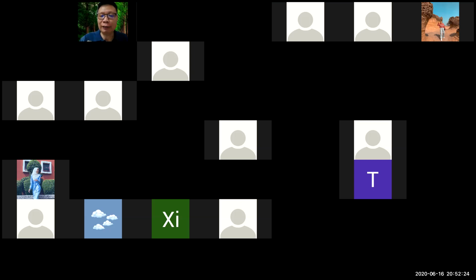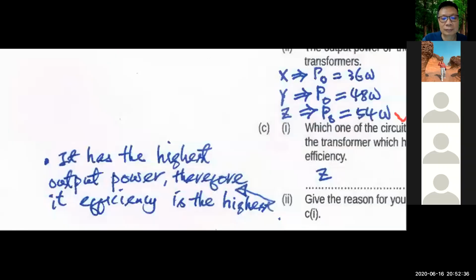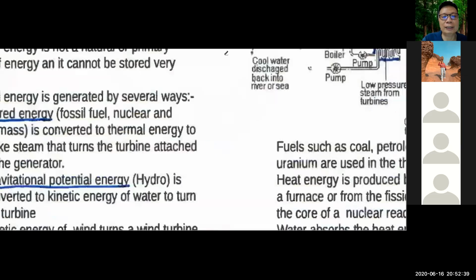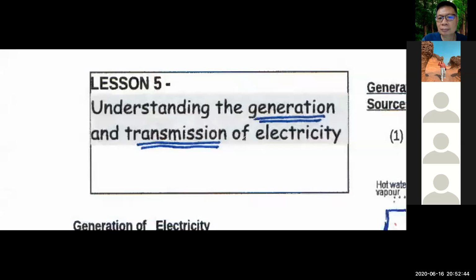You have the lesson 5 paper with you, right? I shared it in the group. Okay, now we look at lesson 5. Lesson 5 is also very important. Don't play, you all. Understanding the generation and transmission of electricity. This is the last part of chapter 3.